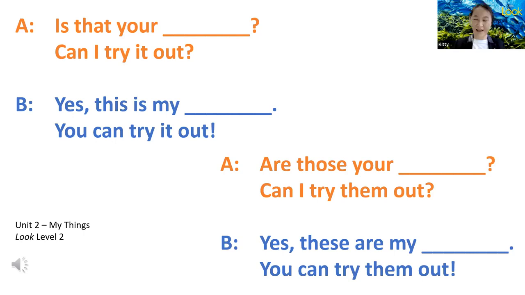Right. And then if I have some things, Julie, see my things. What are they? Maracas. So Julie can ask me, are those your maracas? Can I try them out? Yes, these are my maracas. You can try them out. Great, thank you. So like that.